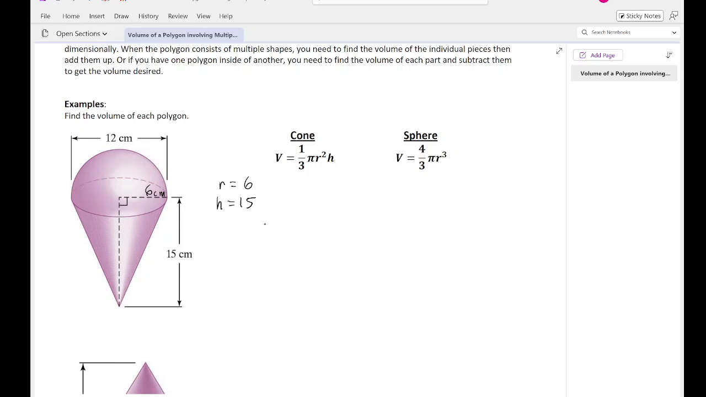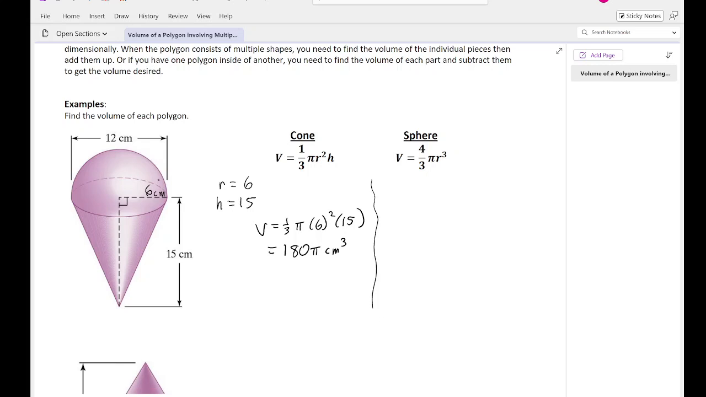So now I'm going to plug it in. So volume equals 1/3 pi times 6 squared times 15. So when I do that, I'm going to end up with 180 pi cubic centimeters. And I could multiply the pi out, but I'm going to leave it there for the time being. I'll deal with it later.